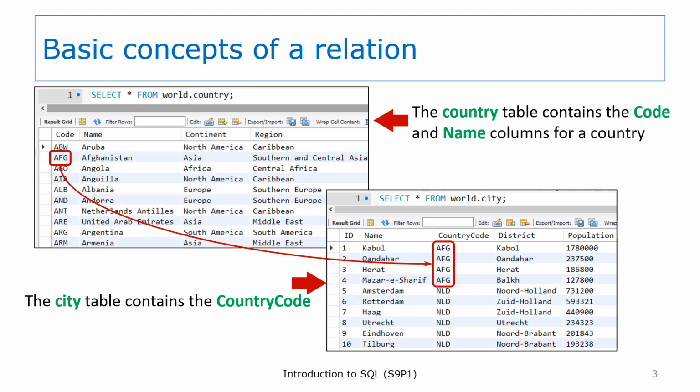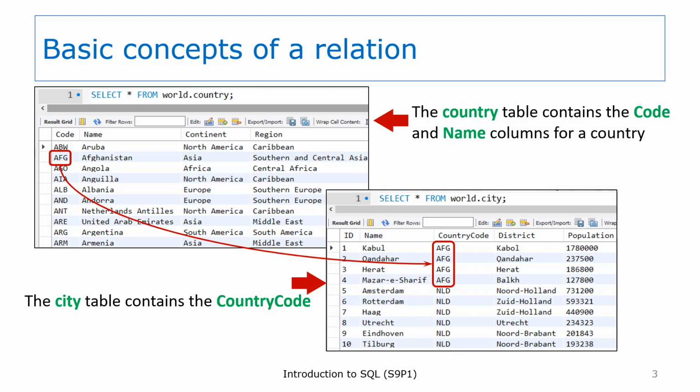The code AFG is highlighted in the country table on the left, and the red line points to the 4 rows in the city table on the right. So what you see is that there are 4 cities in the city table that have the country code value AFG for Afghanistan. In the country table on the left, there is only one country with the code AFG.